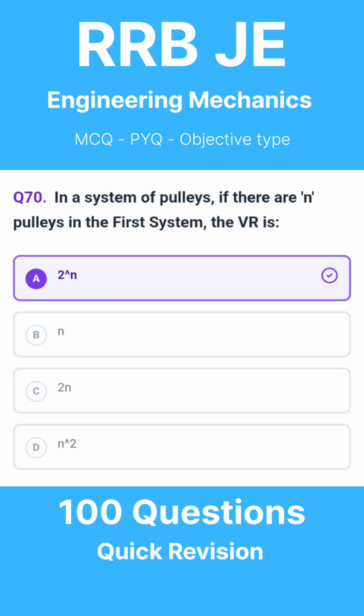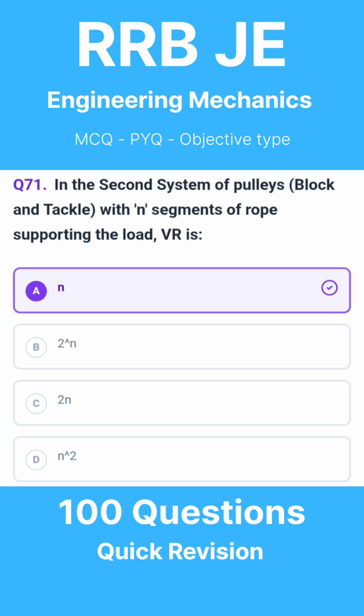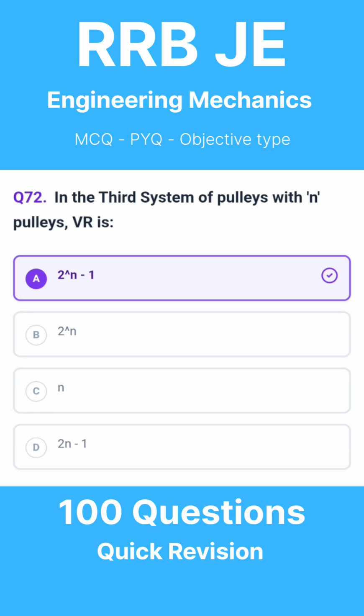Question 70. In a system of pulleys, if there are n pulleys in the first system, the VR is. The correct answer is 2 to the power of n. Question 71. In the second system of pulleys, block and tackle with n segments of rope supporting the load, VR is. The correct answer is n. Question 72. In the third system of pulleys, with n pulleys, VR is. The correct answer is 2 to the power of n minus 1.